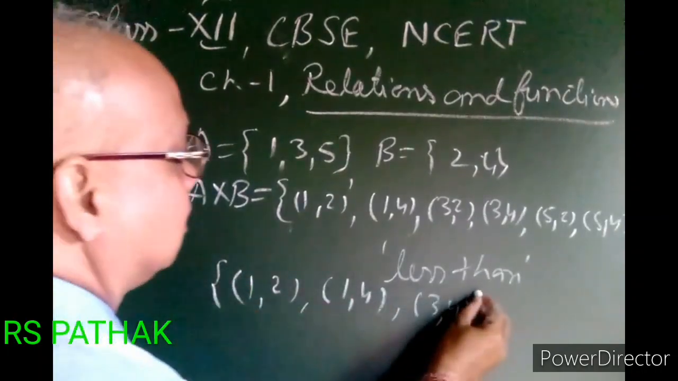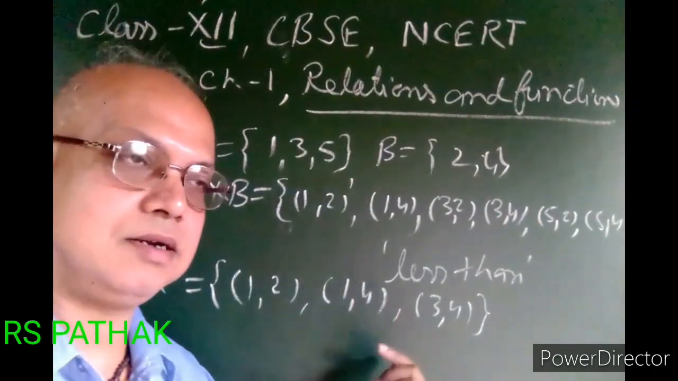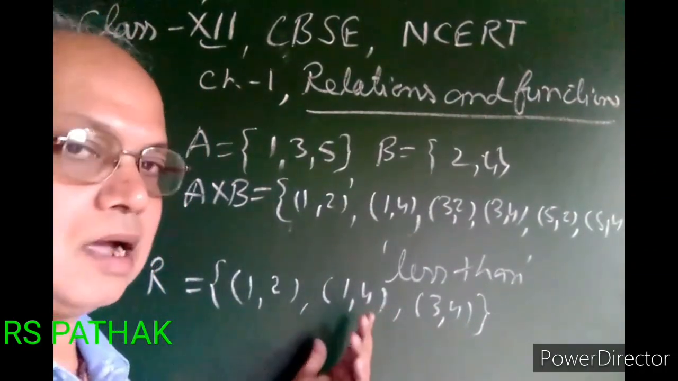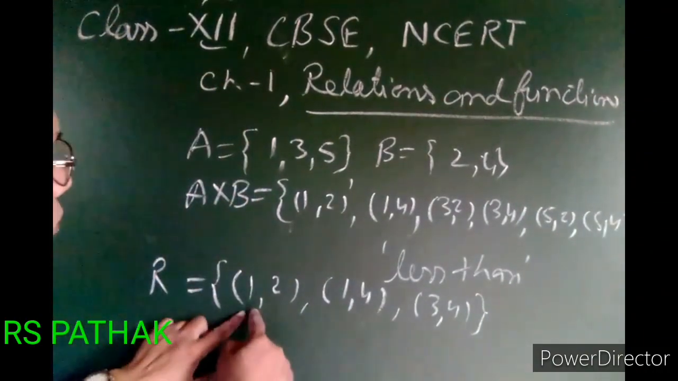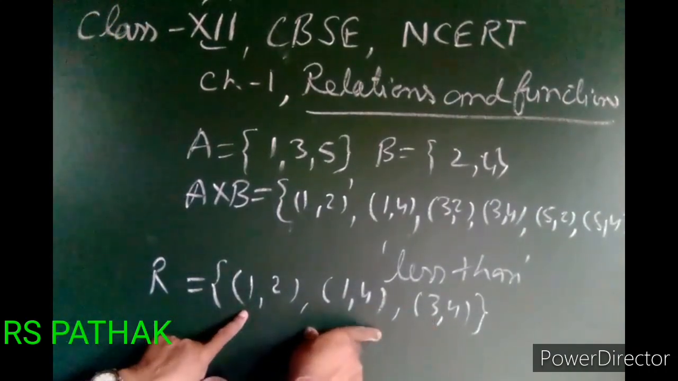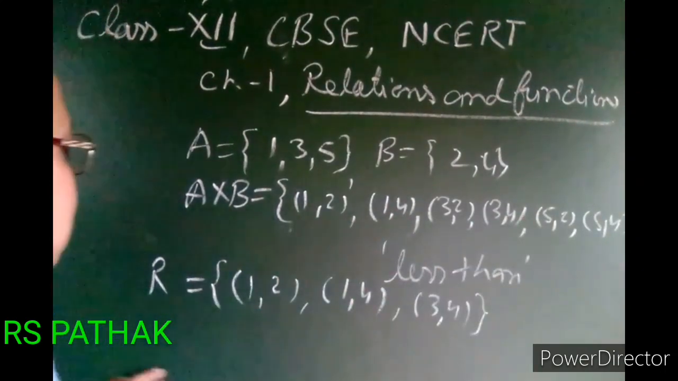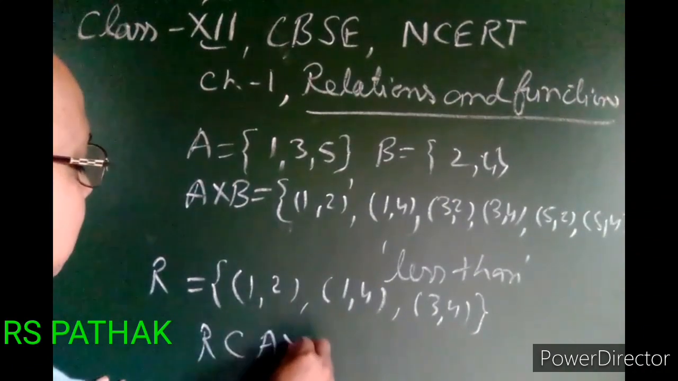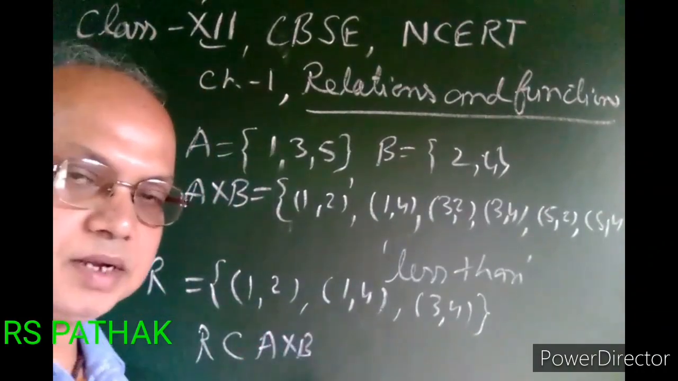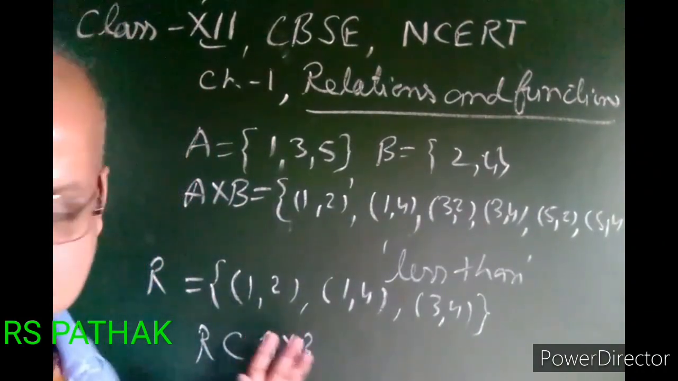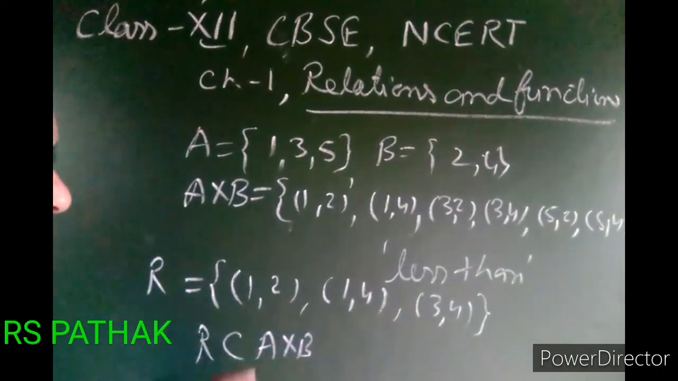Therefore, it is written in curly brackets and it is called R relation. This is relation. And you know that 1, 2, 1, 4, 3, 4 are elements from A cross B. Therefore, R is a subset of A cross B. Clear? This type of relation is called binary relation.